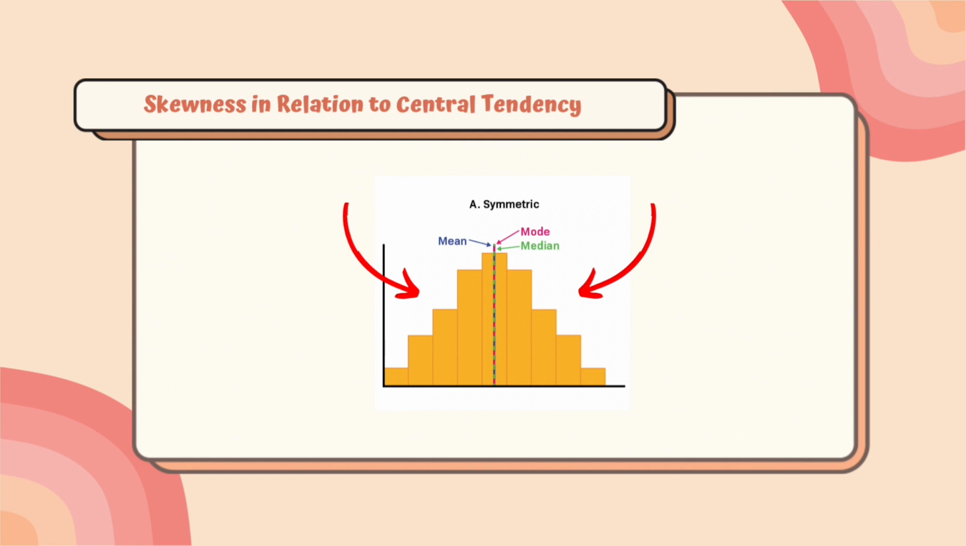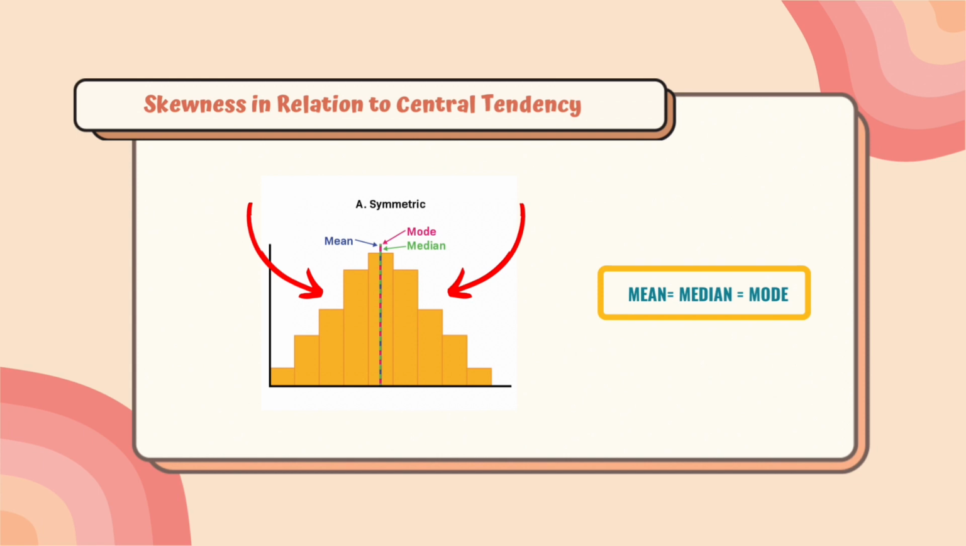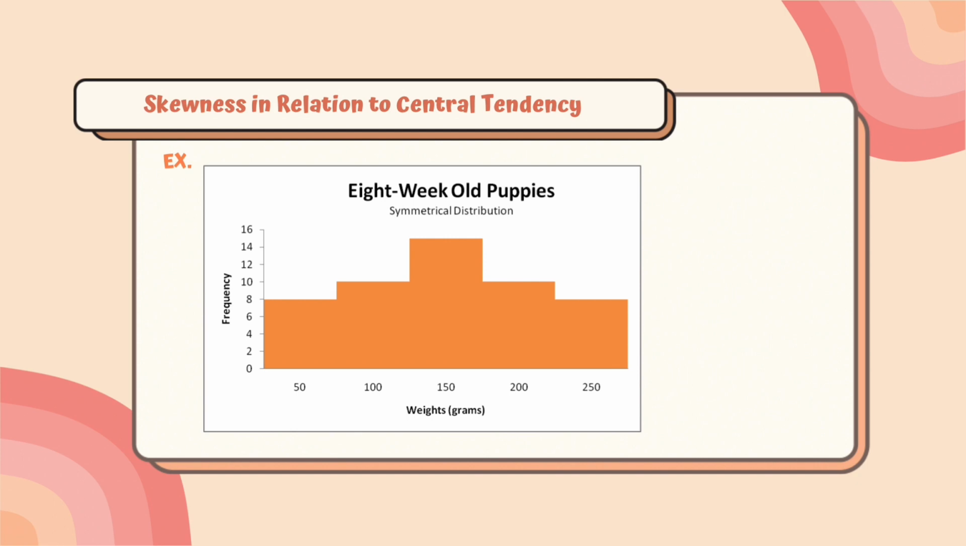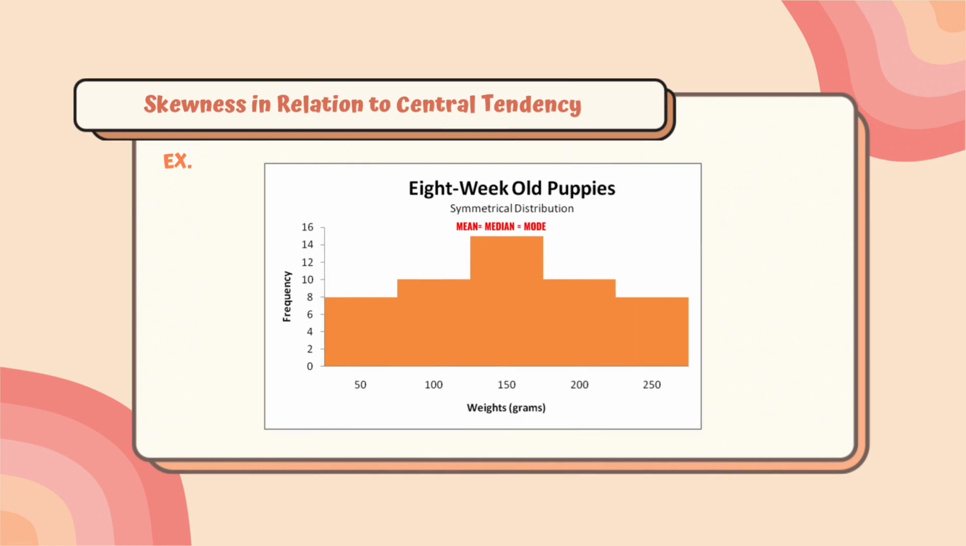So does this make the distribution symmetrical? Meaning, it's also a normal distribution wherein the mean, median, and mode are all equal and have zero skew. You can use any of the three main measures of central tendency when a distribution is normal. For example, the weights of 8-week-old puppies are shown in the histogram given. Notice that in a symmetrical distribution, the mean, median, and mode are all equal. Therefore, the puppies' mean, median, and mode weights are all equal to 150.